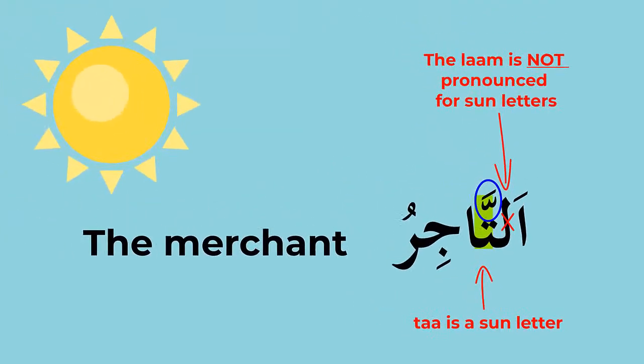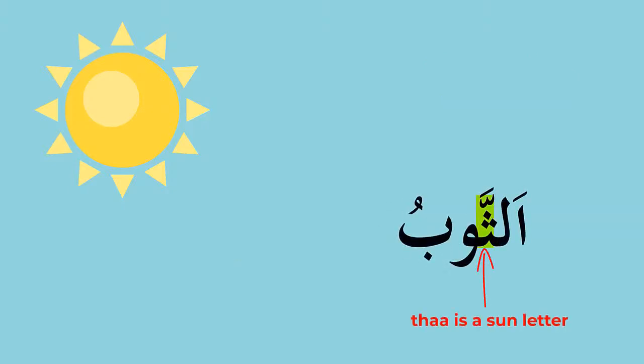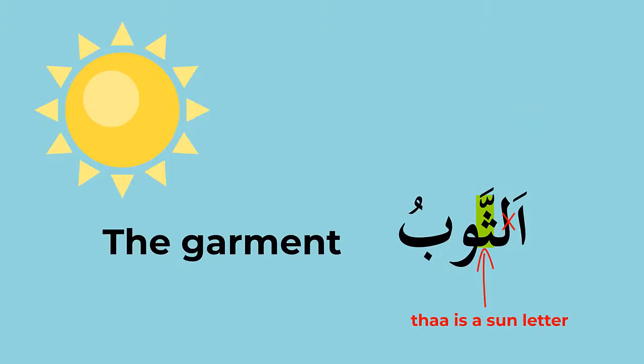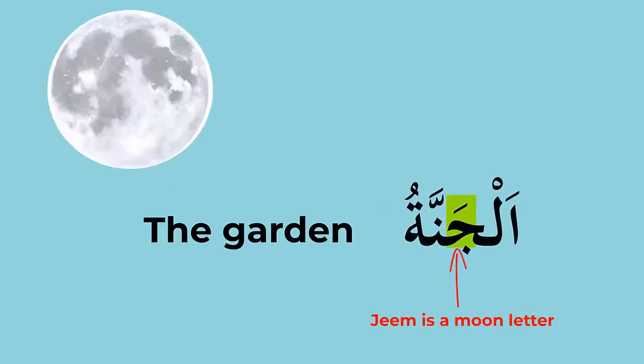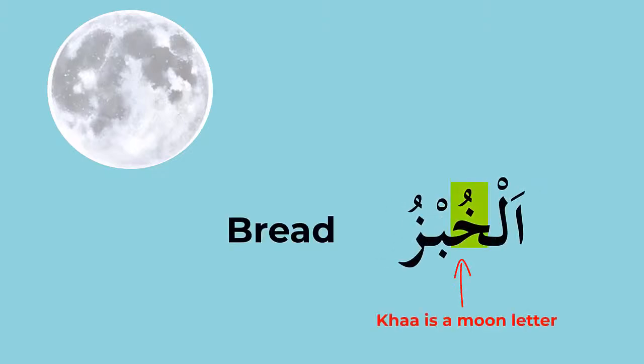So, brother, whenever there is a sun letter, you will not pronounce lam. Tha, what is the noun given? Athawbu. Dress. Then we have jim, brother. You will pronounce lam. Al-jannatu. The garden. Are you with me, brother? Now, then there is a ha. Al-himar. And then there is a kha. Al-khubzu. Bread. Are you with me, brother?